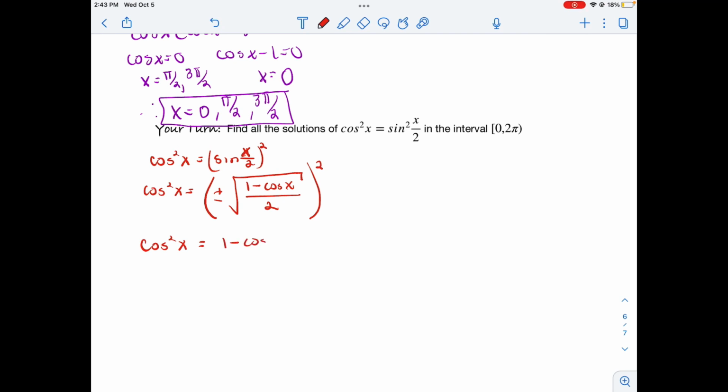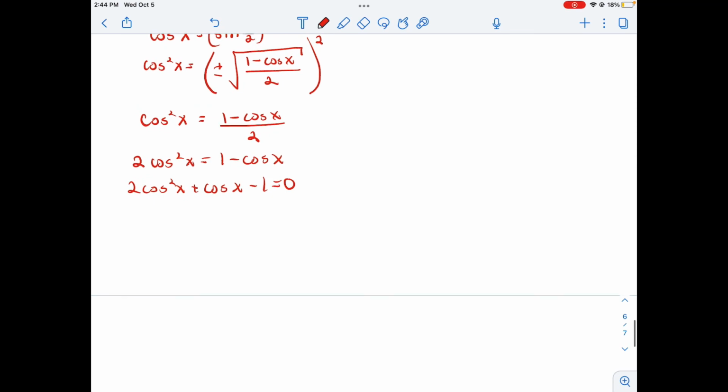And the square root of 1 minus cosine of x over 2, squared, is just 1 minus cosine of x over 2. So I'm going to multiply each side by 2 to get rid of the fraction. And now I'm going to get everything onto the left-hand side so I can set it equal to 0 to solve. And this one I'll need to factor as a quadratic. But then you can set each factor equal to 0.